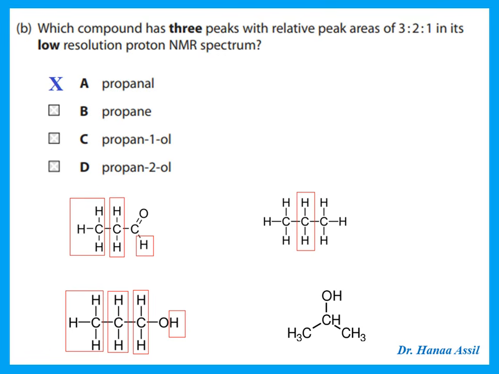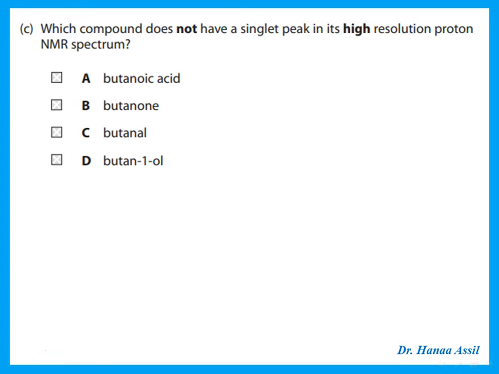What about this one? This one will give the CH3s, that's one peak, the CH, that's another peak, and the OH is another peak. So actually this gives three peaks, but they are in the ratio of 6 to 1 to 1, not the 3 to 2 to 1 that he's asking for. So our answer is A. Please always check that if you choose one, check that the others are not correct.